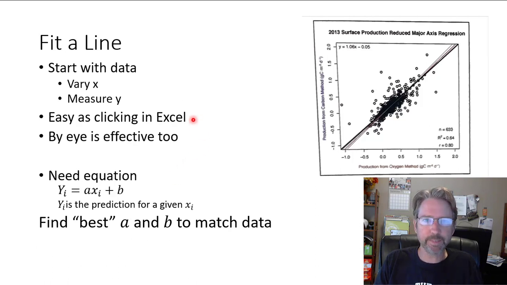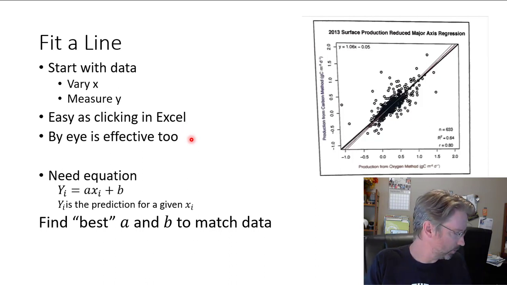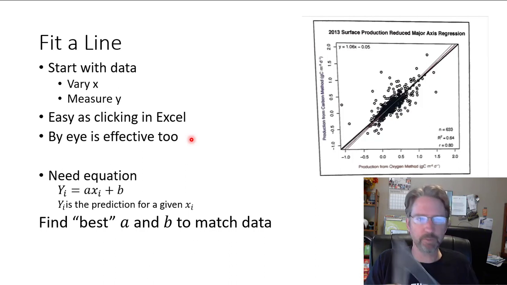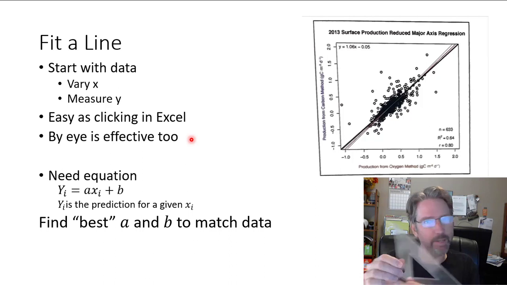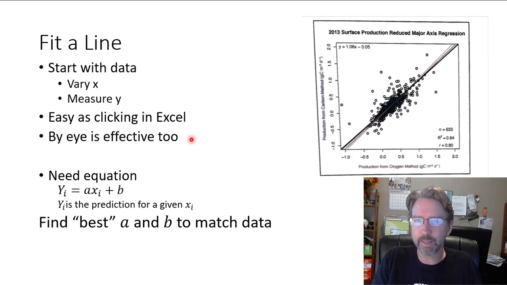Again, it's easy to do. You've done this before. You can click on the data in Excel and add a curve fit line. Your eye is very effective at this. You can spot the trend. So if you have something like a clear plastic ruler, you can just set that on the graph and eyeball it and then find the slope and offset of that line. That's an effective technique if you want to do something quickly.